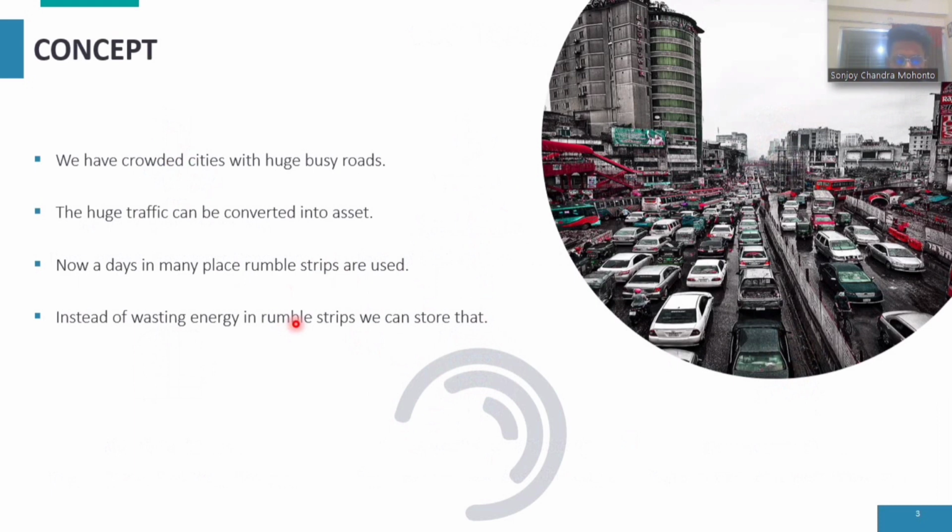In Bangladesh, we have crowded cities like Dhaka, Chittagong with huge busy roads. But this huge traffic can be our asset. Nowadays, rumble strips are implemented at many places, and while passing over those, vehicles waste some energy. So instead of wasting that energy, we can store and use it.